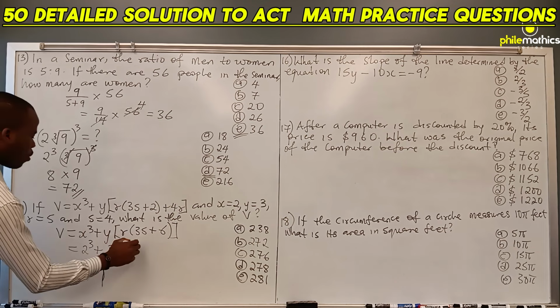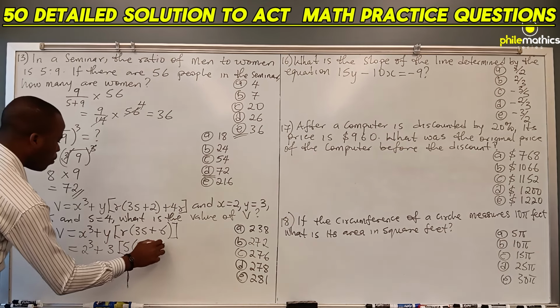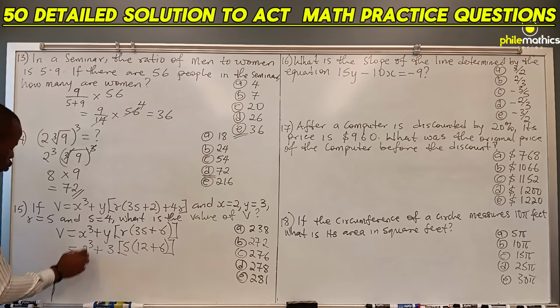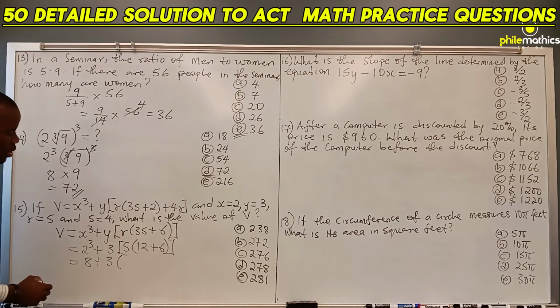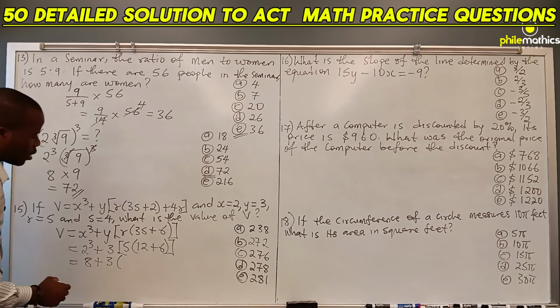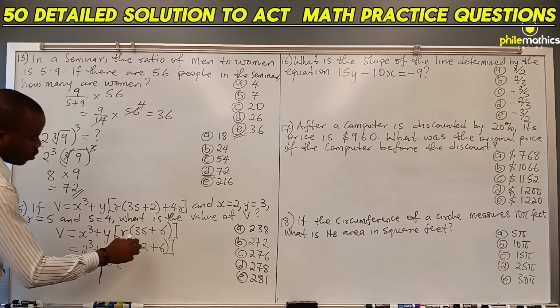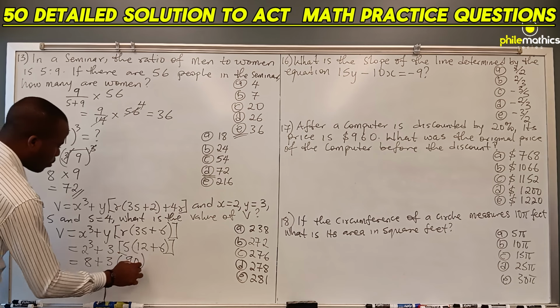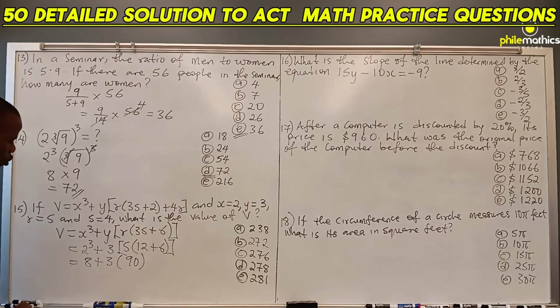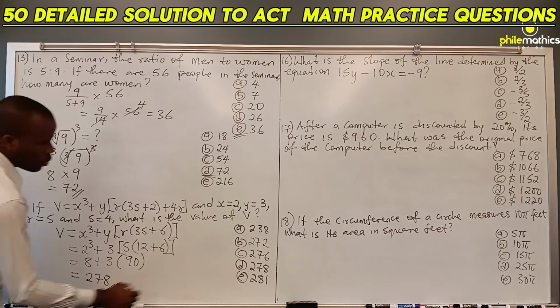My x is 4. 3 times 4 is 12 plus 6. 2 cubed is 8 plus 3. 12 plus 6 is 18. 18 times 5. 20 times 5 is 100 minus 10 is 90. So this is 90. And 3 times 90 is 270. And 270 plus 8 is 278. 278, D.